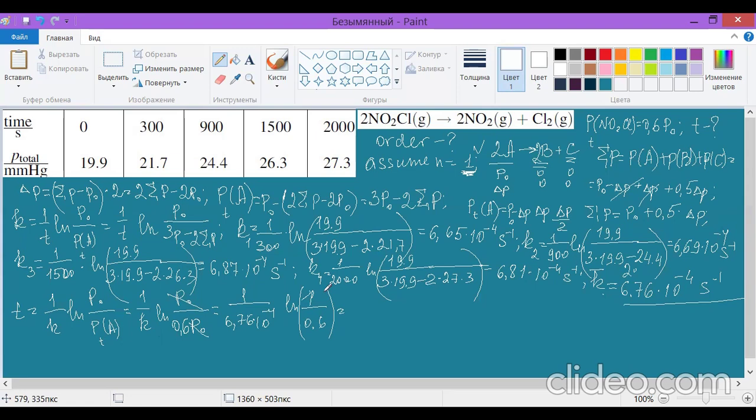So, yeah, it's equal to 755.7 seconds. So after 755, okay, maybe 756 seconds, the partial pressure of nitric chloride will drop by 60%. This is the answer for this question. Thank you.